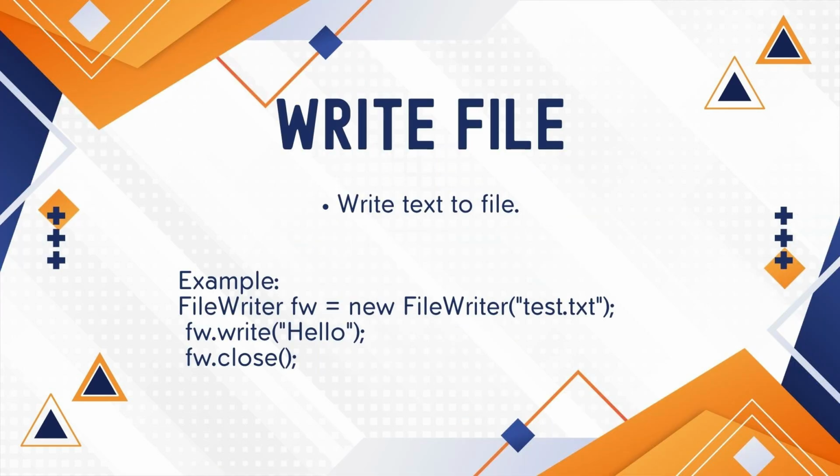Let's start with writing data to a file. In Java, we can use the FileWriter class to create a file and write text into it. In this example, a FileWriter object named fw is created for the file called test.txt. The write method is then used to store the text hello inside the file.